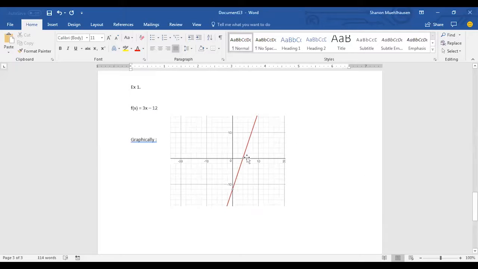Graphically, we can see right here the place where our function crosses the x-axis, which is called the x-intercept, or the zero of a function. And we can see that point is right at x equals 4.